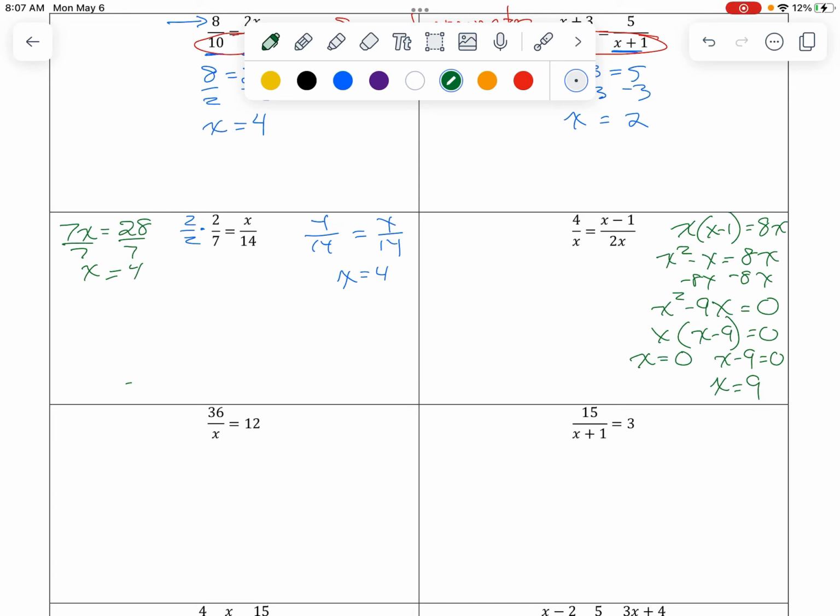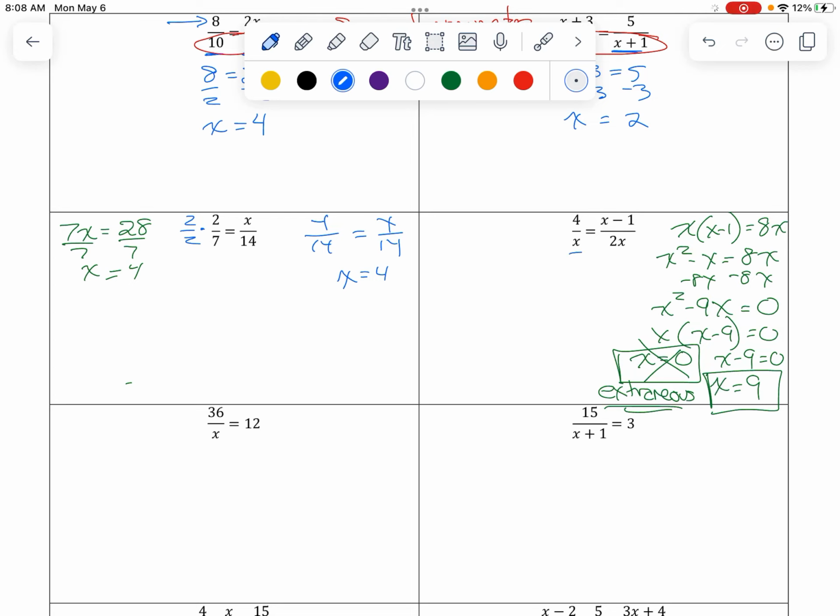Now, there's one problem with this. If I substitute x equals 0 back into the original equation, I'll have a 0 in the denominator, so that doesn't work. So what you need to recognize is this is something called an extraneous solution. That means it's extra. It doesn't work. So we cross that one off, and my only solution is 9. Now, let me show you a little bit easier way to do that. So if that's how you tackled it, that's totally fine. Let me show you an easier way to do it.